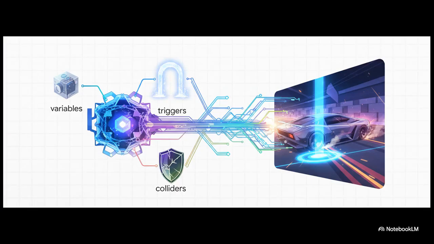So what are the big things to take away from all this? First, variables are your foundation. They act as the game's short-term memory, holding different states like slowSpeed, normalSpeed, and boostSpeed. Second, you have two main tools for detecting what's going on. Triggers for those non-physical events like power-ups, which you listen for with onTriggerEnter, and colliders for the hard physical impacts, which you listen for with onCollisionEnter.